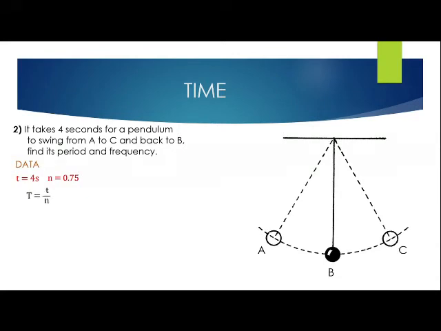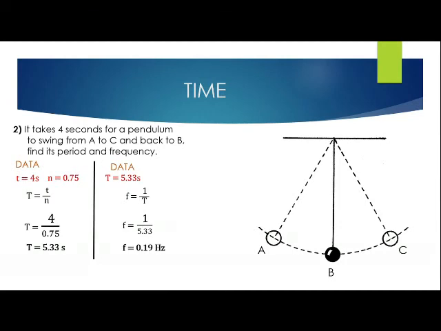Now we solve our period. And hence, our period is equal to 5.33 seconds. If this is punched into a calculator, you see that the number of 3's is limitless. There are a lot of 3's after the decimal point. If we round it off, it will still give us 3, as 3 is a number less than 5. Now let's find the frequency. Frequency is equal to 1 over T, and our period is 5.33. Hence, our frequency will be 0.19 Hz.